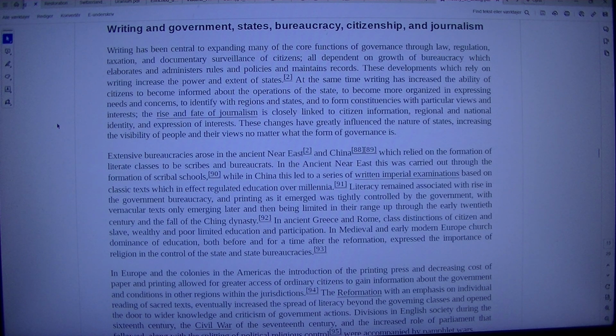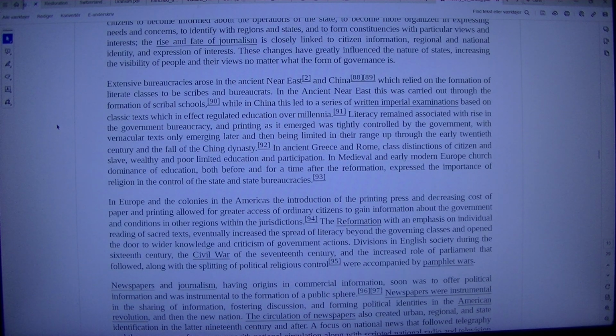2. At the same time, writing has increased the ability of citizens to become informed about the operations of the state, to become more organized in expressing needs and concerns, to identify with regions and states, and to form constituencies with particular views and interests. The rise and fate of journalism is closely linked to citizen information, regional and national identity, and expression of interests. These changes have greatly influenced the nature of states, increasing the visibility of people and their views no matter what the form of governance is.